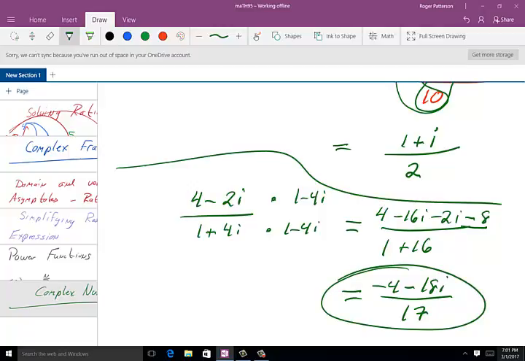Why do we get negative 16 right here? We're taking 4 times negative 4i. So 4 times 4 is negative 16. No, it's the same. Right.